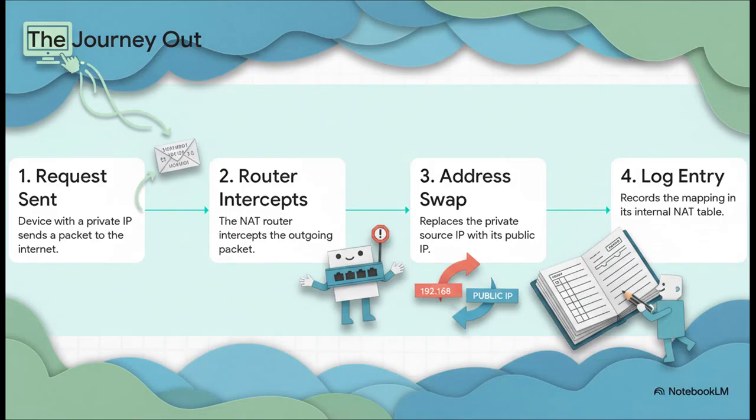Okay, so the journey begins the second you click a link. Your computer, with its private address like 192.168.1.10, creates a data packet. That packet heads to the router, our receptionist, who stops it at the door. The router then swaps your private address for its single public address, and, this is key, it makes a quick note of this swap in its logbook before sending the packet out onto the internet.